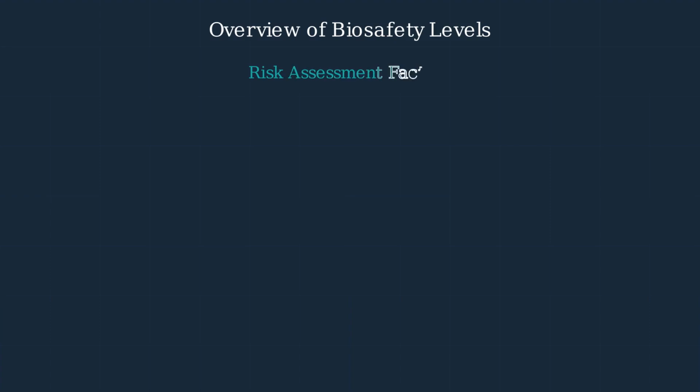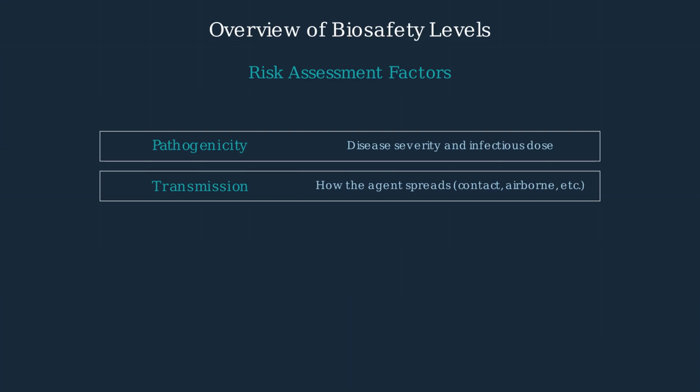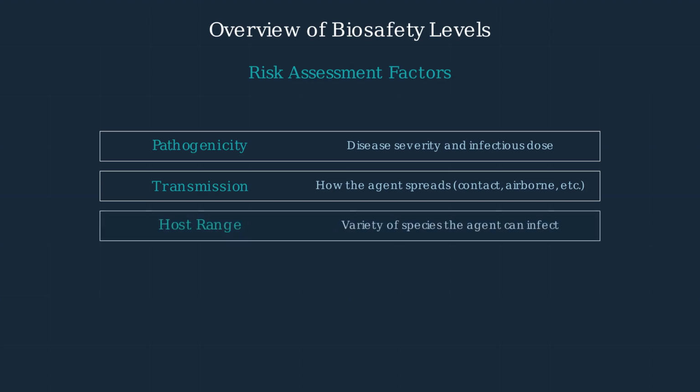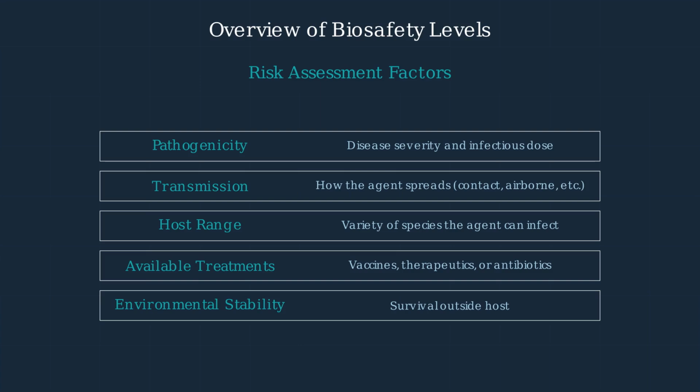Selecting the appropriate biosafety level requires a comprehensive risk assessment. Pathogenicity considers the severity of disease and the infectious dose required. Transmission route examines how the agent spreads, whether by direct contact, airborne particles, or other means. Host range evaluates the variety of species the agent can infect. Available treatments assess whether vaccines, therapeutics, or antibiotics exist. Environmental stability determines how long the agent can survive outside its host.